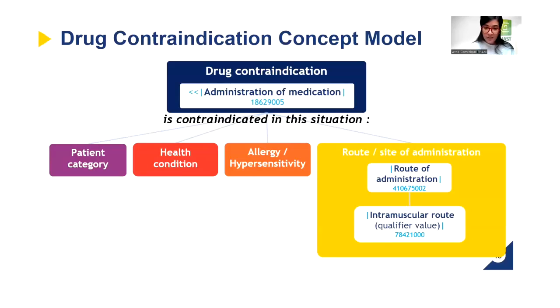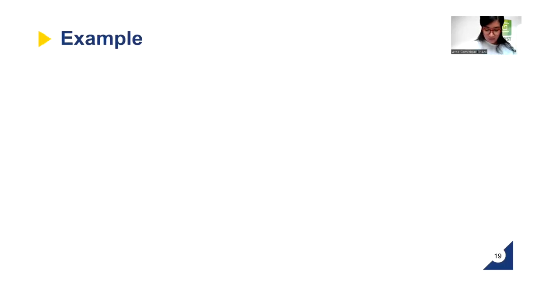So we looked at all these categories of contraindications and these attributes that help describe them in our concept model. Now let's dive into a higher level of complexity in the concept of contraindications through one example.